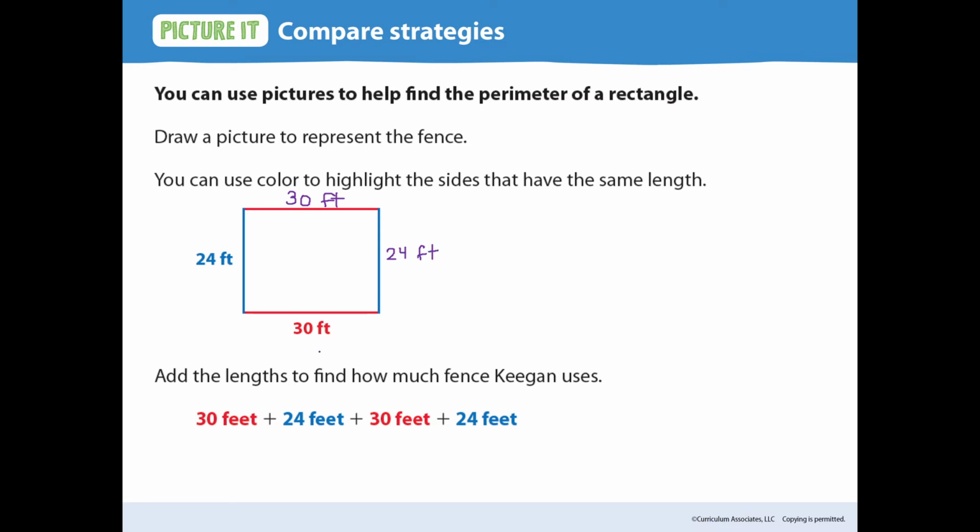Then you can add the lengths to find out how much fence Keegan uses. So you can add all of the sides. Perimeter is the total of all of the sides. So when you add them all together, you would get 108 feet. So if you would travel the distance all the way around this rectangle, you would go 108 feet.